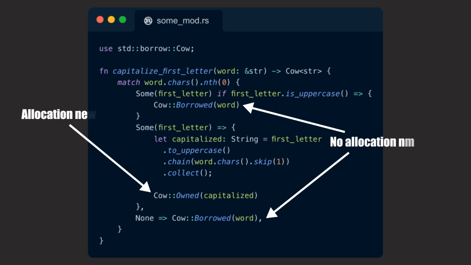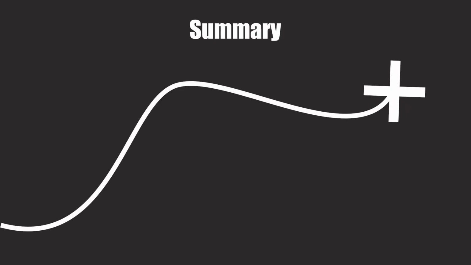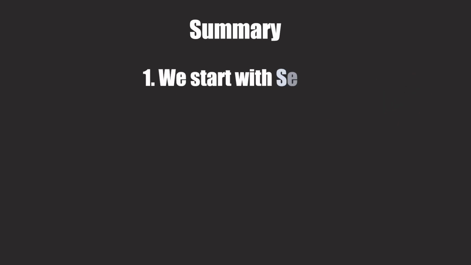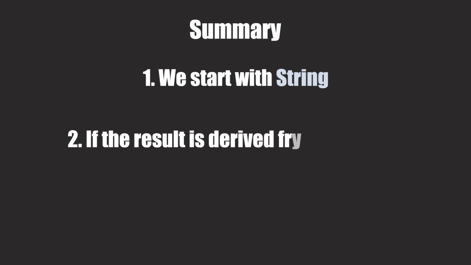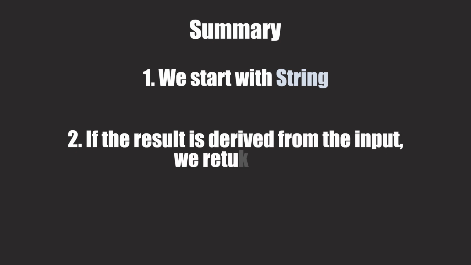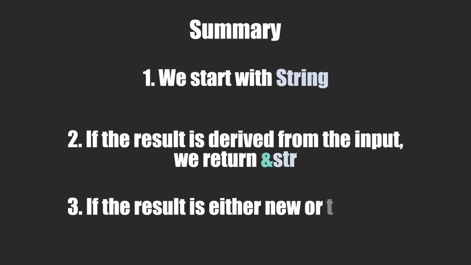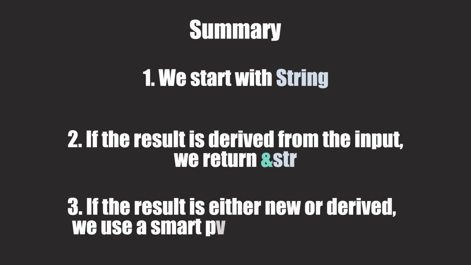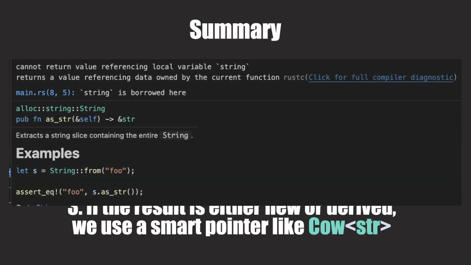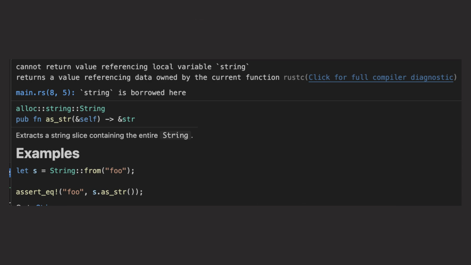Once again, in summary, the following rules will most likely guide us in choosing which type of string to return from a function. We start with an own string. If all results our function can come up with are derived from the original input, we can return a borrowed string slice. In very advanced use cases where the result of a function is either something new or something derived from an existing string, we can try a smart pointer like Cow. The compiler will also guide us here and give us helpful error messages along the way.